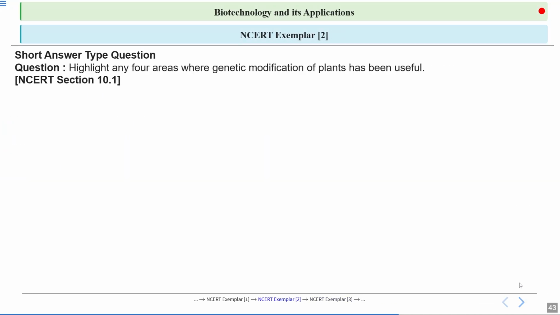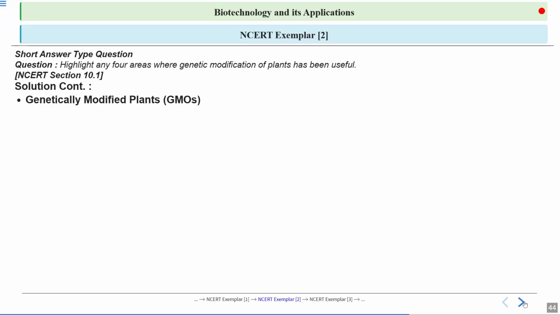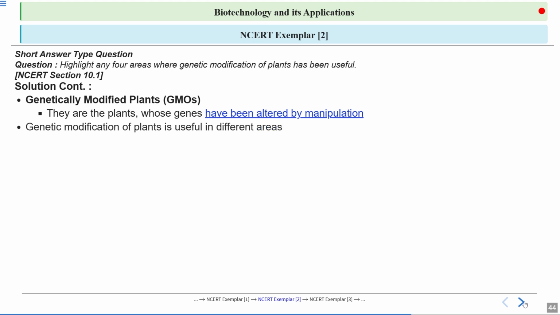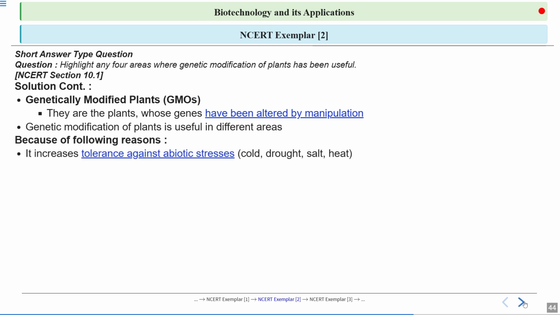Next question. The question says that we have to highlight any 4 areas where genetic modification of plants has been useful. This is from NCERT section 10.1. Genetically modified plants are plants whose genes have been altered by manipulation. Genetic modification of plants is useful in different areas because of the following reasons. First, it increases the tolerance against many abiotic stresses such as cold, drought, salt, and heat.